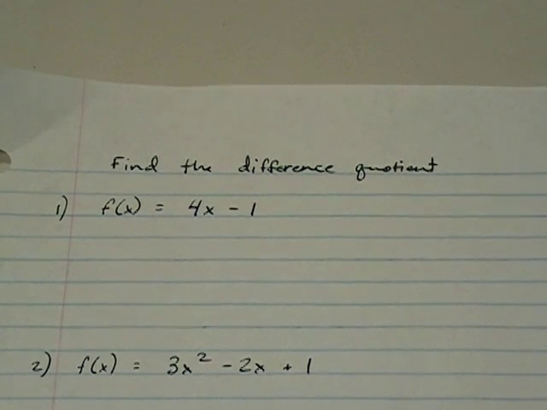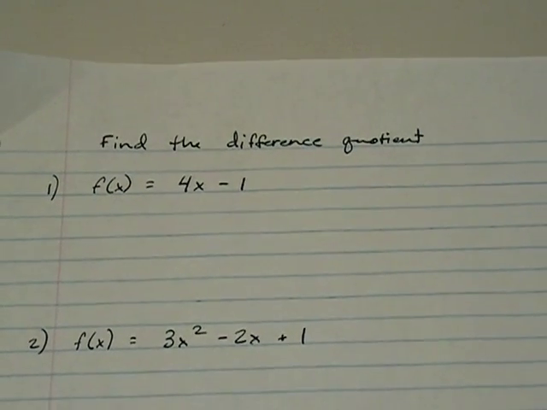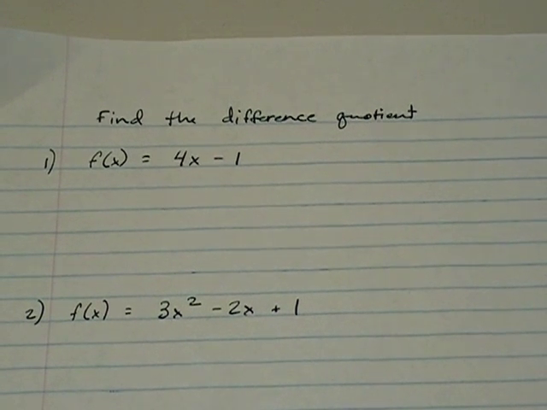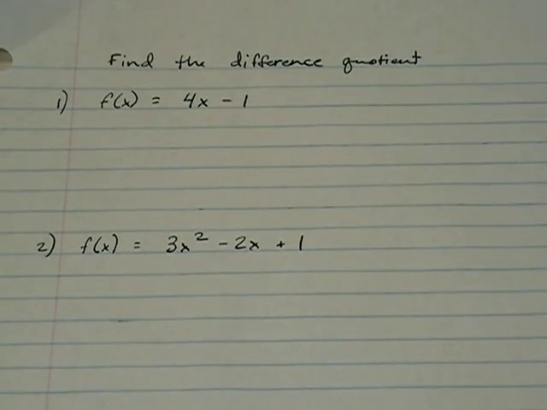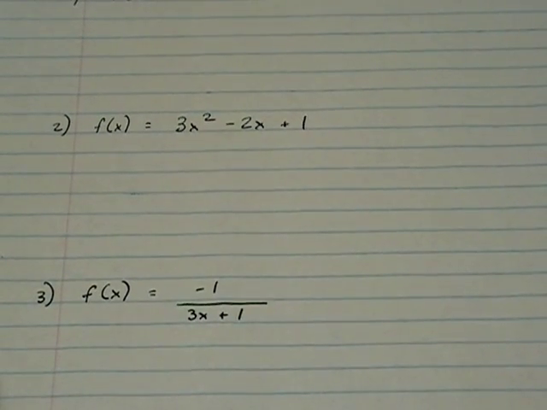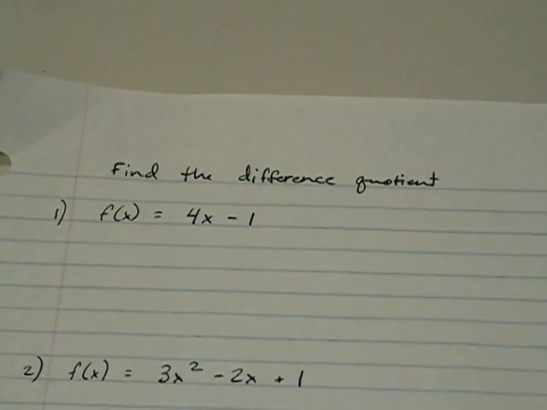Hello class, today we've been asked to find the difference quotient of three different functions. The first function is f of x equals 4x minus 1. The second function is 3x squared minus 2x plus 1. And the third function is f of x equals negative 1 over 3x plus 1. So let's start real quickly.